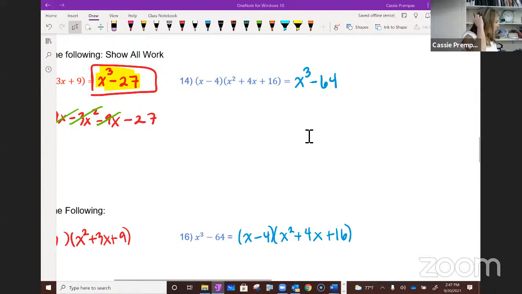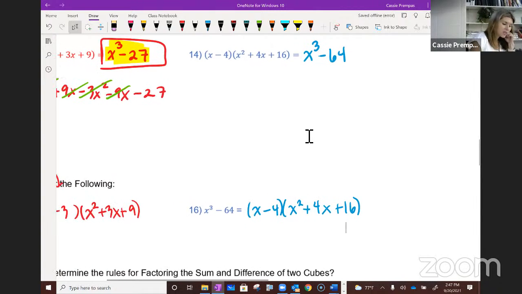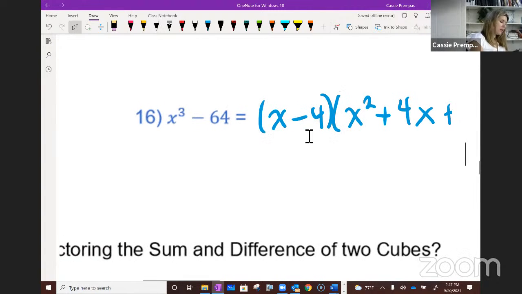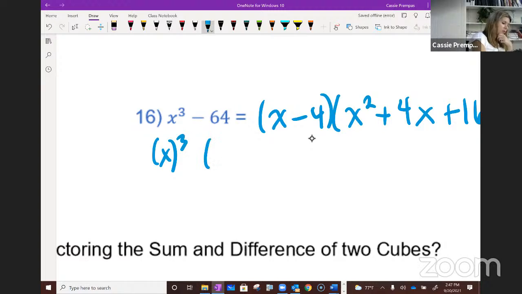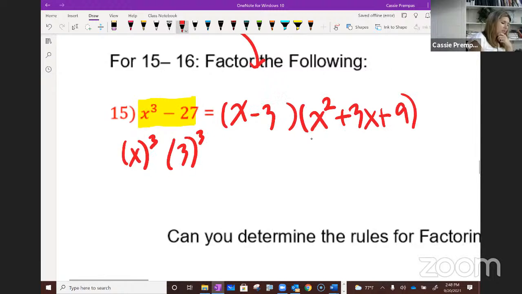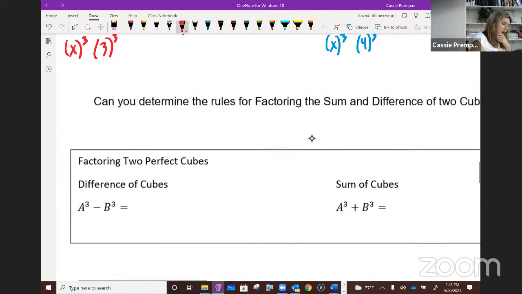So guys, we have all of this multiply, unmultiply. Let's see if we can figure out some patterns in what's happening. First thing to make note of is what you guys have already seen. These are perfect cubes. This one was x cubed. This one, what times itself gives you 64? 4 cubed, good. This one was 2 perfect cubes. This was x cubed. This was what times what gives you 27? 3 cubed. Okay, these rules that we're going to learn are called the difference of cubes and the sum of cubes.